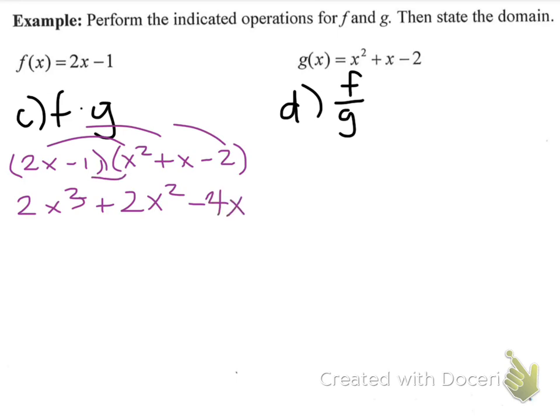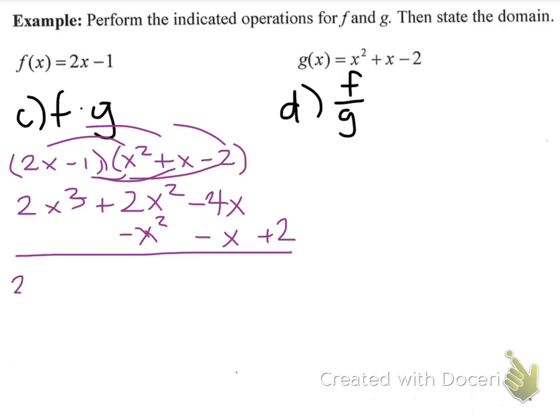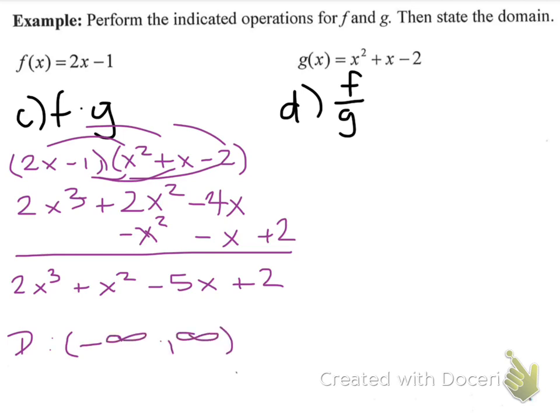Then I distribute the negative 1, and it's helpful if you stack them. So when I multiply that, I get a negative x squared, so I'm just going to stack it underneath the like terms. Then I'll have a negative x and a positive 2. So now I just add straight down. So I have a 2x cubed plus a 1x squared minus 5x plus 2. Again, I have no fraction or square root, so my domain is negative infinity to positive infinity.